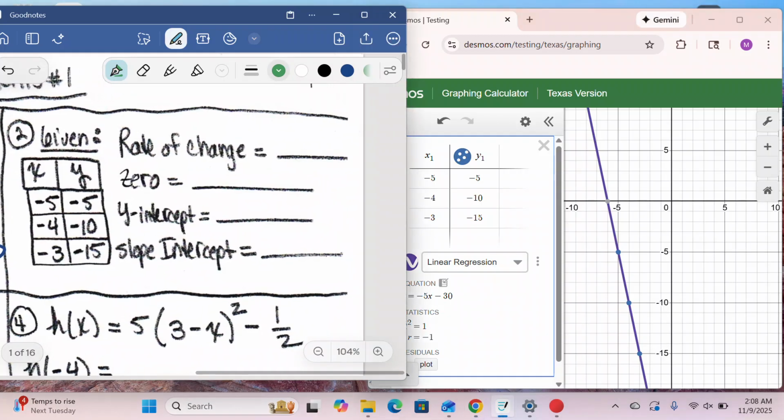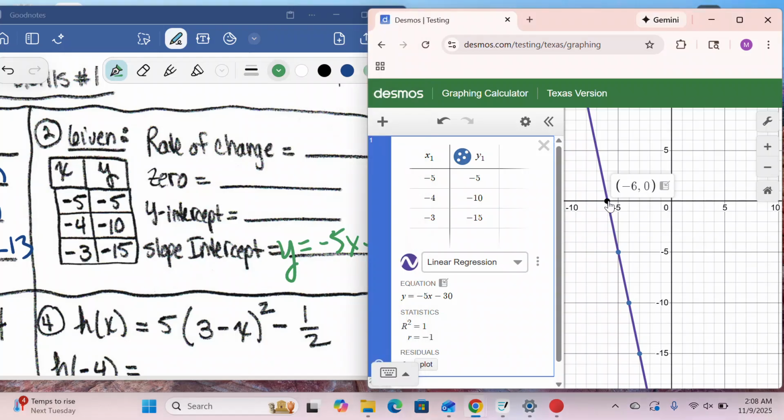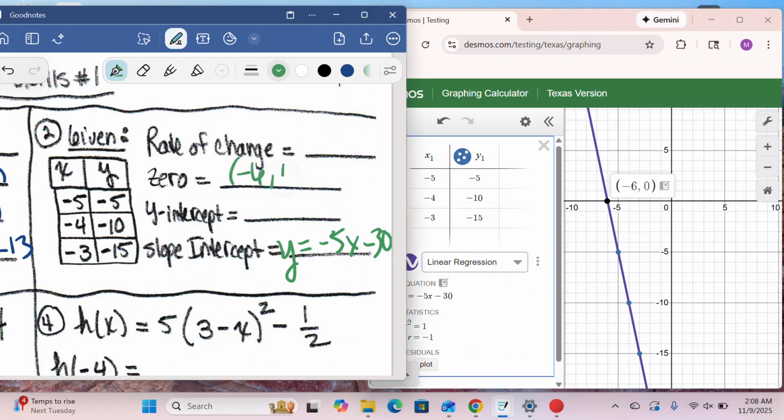So once again, I'm going to go ahead and first input my y-intercept form, which is y equals negative 5x minus 30. And then, of course, I want to find my x-intercept, which is my 0. It is negative 6, comma 0. And remember, my 0 is my x-intercept.